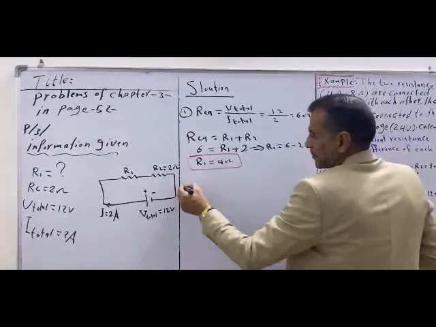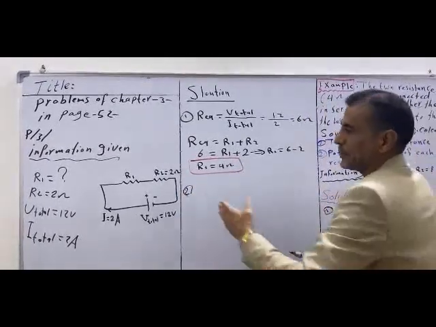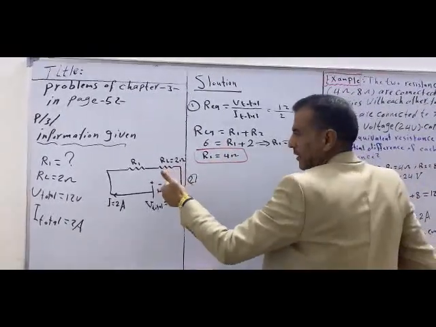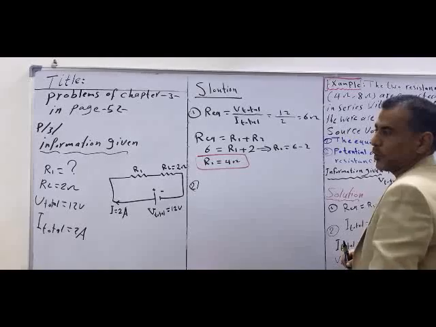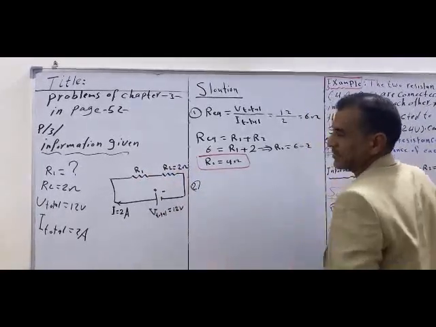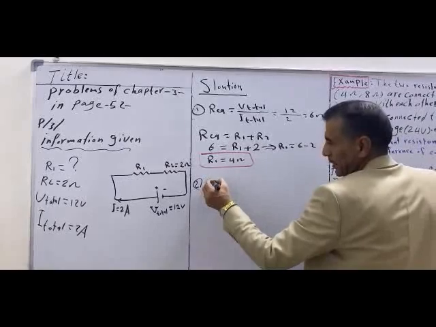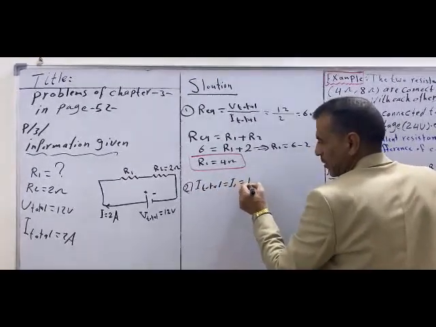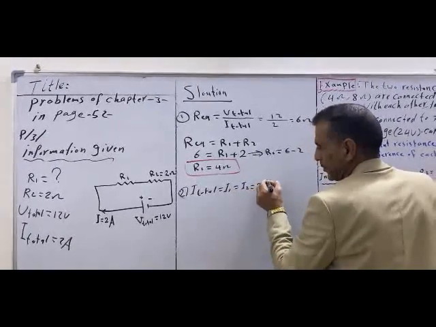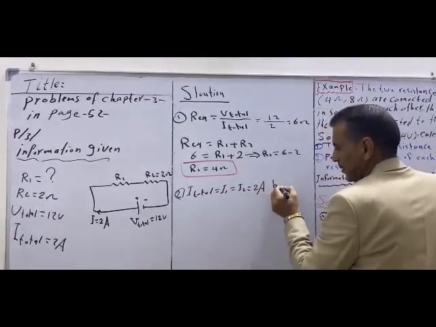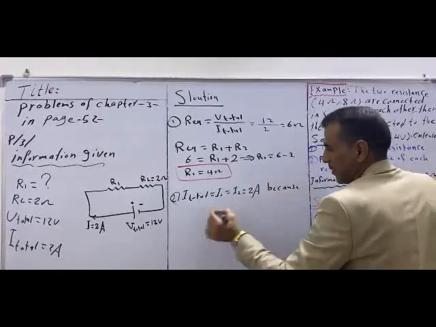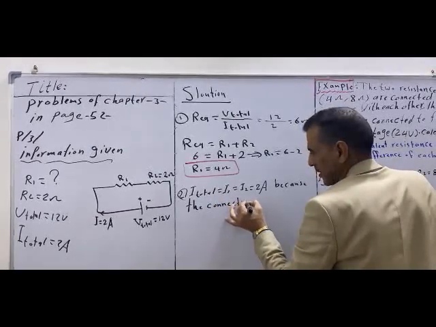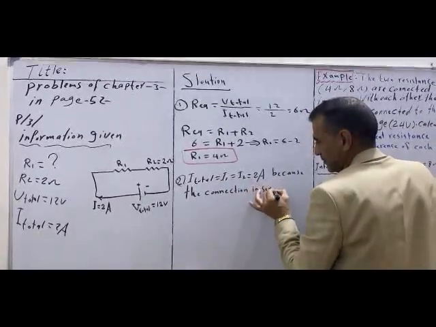Number 2. Calculate the potential difference of each resistance. We need the electric current and the amount of the first resistance and the second resistance. I total equals I1 equals I2 equals 2 ampere, because of the connection in series.